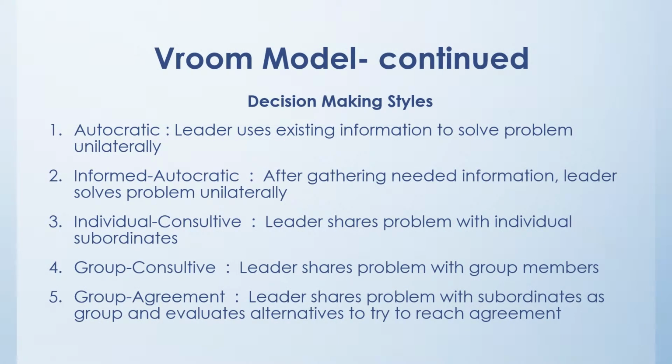Here's a little continuation of the Vroom model, decision-making styles. The first one is autocratic, when a leader uses existing information to solve problems unilaterally. The second one is informed autocratic: after gathering needed information, the leader solves the problem unilaterally. The third one is individual consultative: the leader shares problems with individual subordinates. The fourth is group consultative: the leader shares the problem with group members. And five, you have group agreement: the leader shares the problem with subordinates as a group and evaluates alternatives to try to reach agreement.